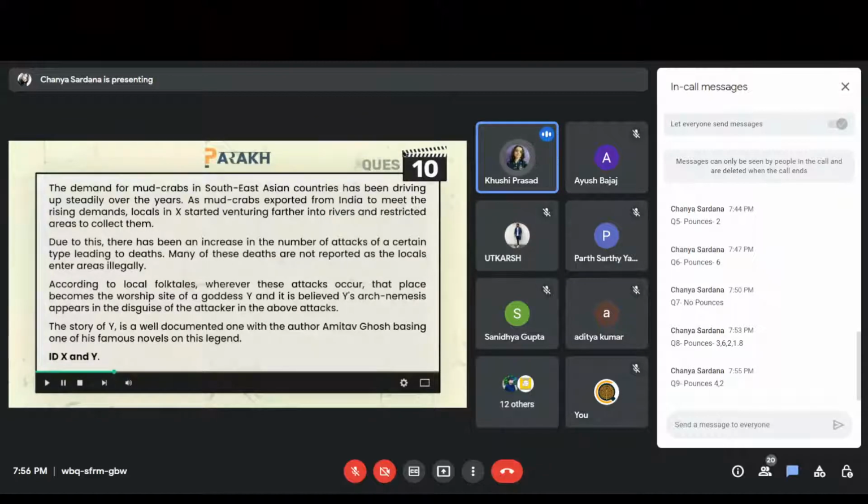According to local folk tales, wherever these attacks occur, that place becomes the worship site of a goddess Y, and it is believed Y's arch nemesis appears in the disguise of the attacker in the above attacks. The story of Y is a well-documented one, with the author Amitav Ghosh basing one of his famous novels on this legend. Identify X and Y. Direct for Team 7 and the pounce windows are now open.